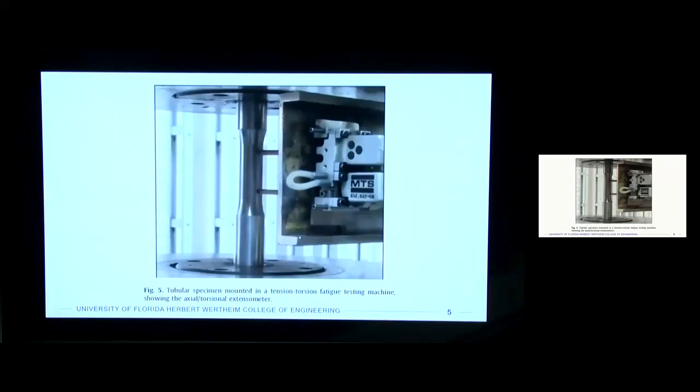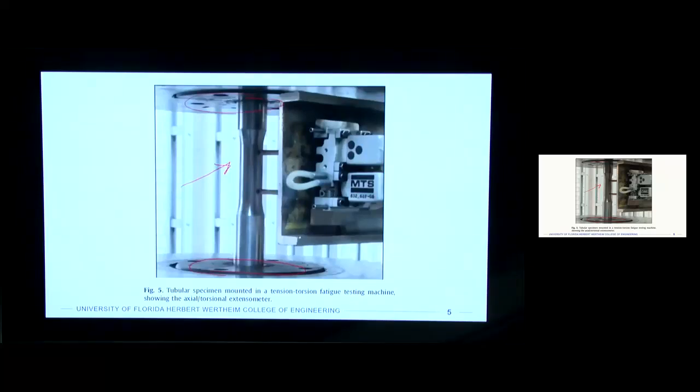So I'm going to jump to the end of the paper first, because that's my favorite and I can do it, and show you how they validated this work experimentally. So they take a tubular specimen, and you can see the typical sort of dog bone, but it's symmetric around the circumference, mounted in a tension torsion fatigue testing machine. So this machine has this sample mounted in 2 chucks on the top and bottom, right, that you can see that have some bolt holes in them.